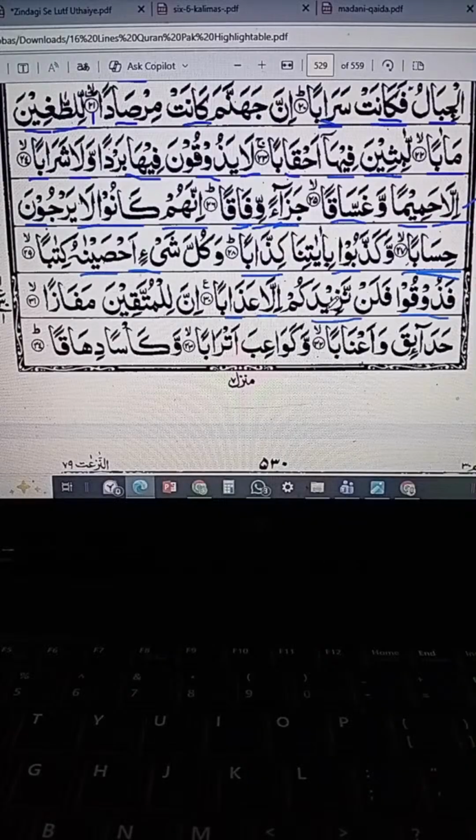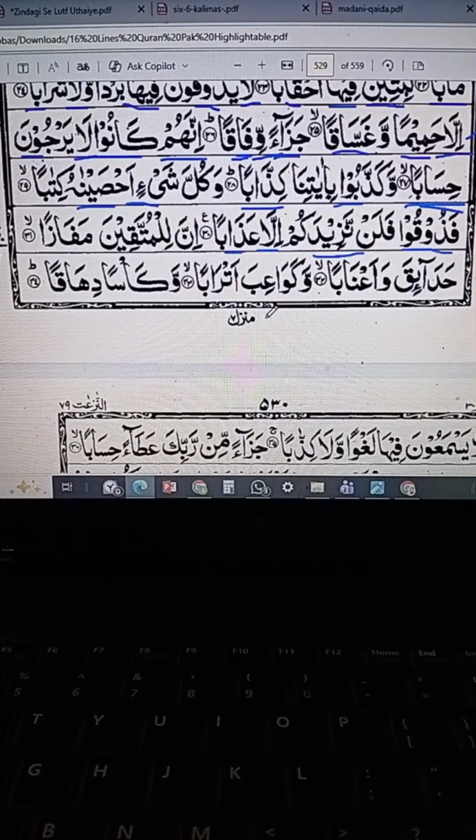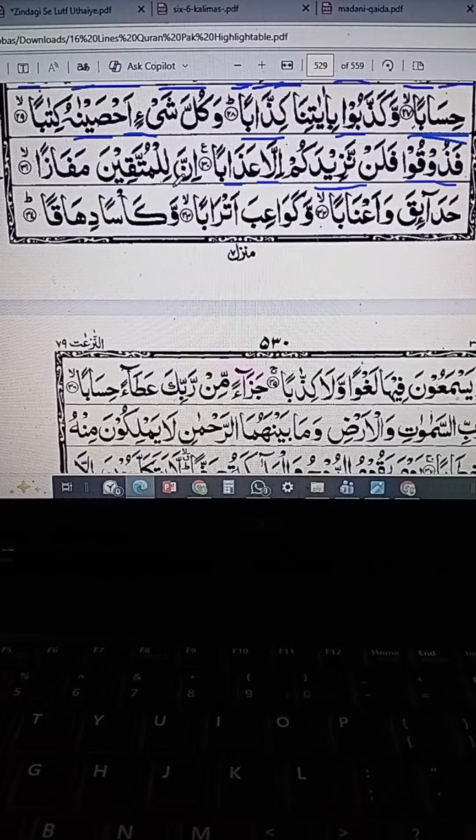Before ya sakina, if there is zair, we have to stretch ya. Falan nazidakum, not nazidakum. Falan nazidakum illa azaba. Illa and aza. And in this, we have to see that alif madda is here. Illa azaba. Next one is inna lil muttaqina mafaza.